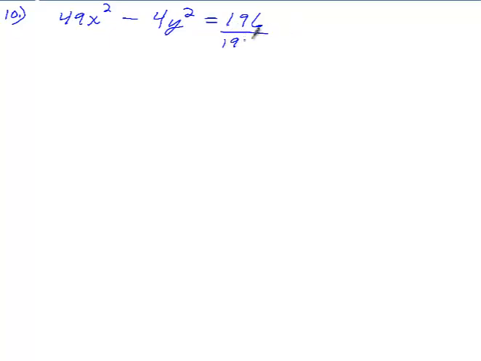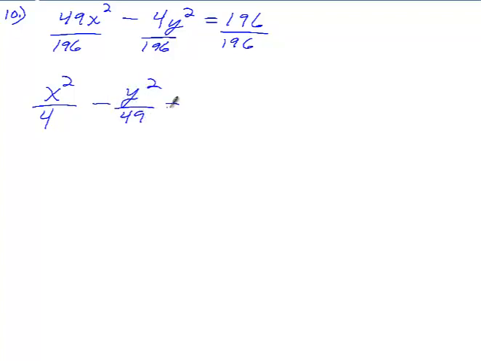Divide everything by 196. Okay, so what's 49 divided by 196 reduced to? 1 over 4, okay. So you get x squared over 4 minus, what's 4 over 196 reduced to? 1 over 49, right? Equals 1. So now it looks like our traditional type of problem.